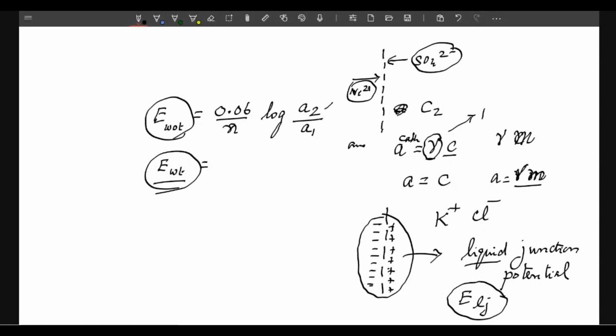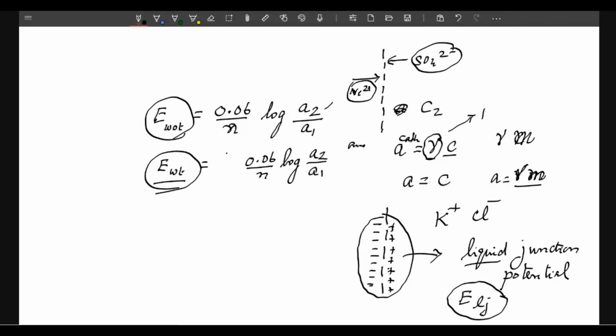But without this salt bridge, by the presence of the semi-permeable membrane, a potential is created that we call the liquid junction potential. Because of this liquid junction potential and because of the difference in the movement of the ions, this EWT value is different from EWOT. And the EWT value is calculated here using the same equation, n into log of the activity of the cathode electrolyte concentration and the anode.